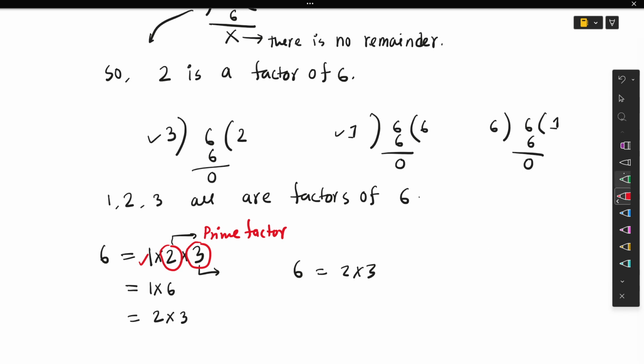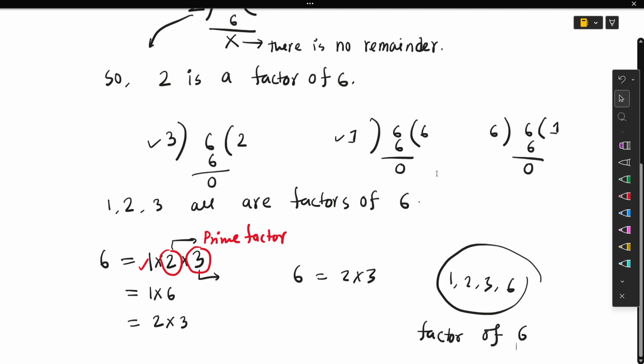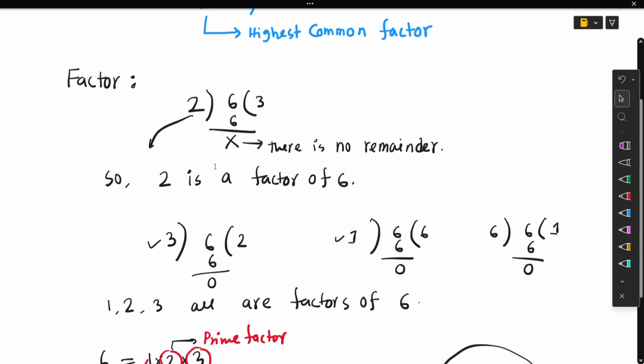Okay, now here 6 is equal to 2 and 3. So here 1, 2, 3, 6, all of these numbers are factors of 6. Okay, now what is HCF?